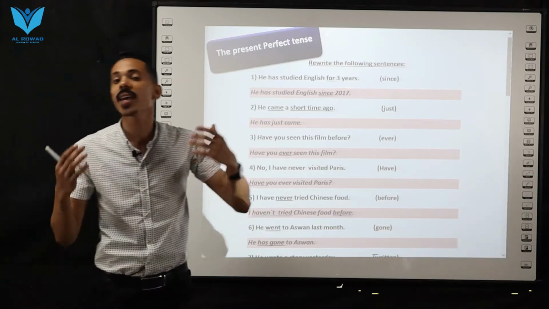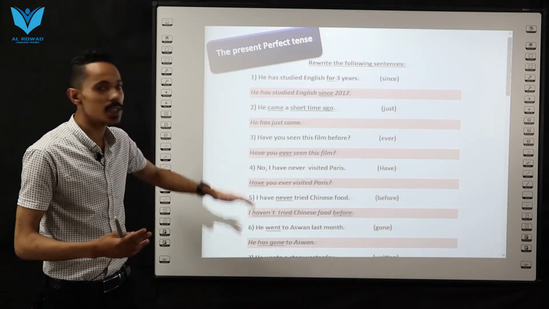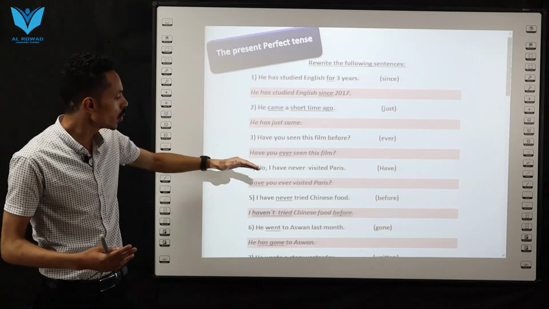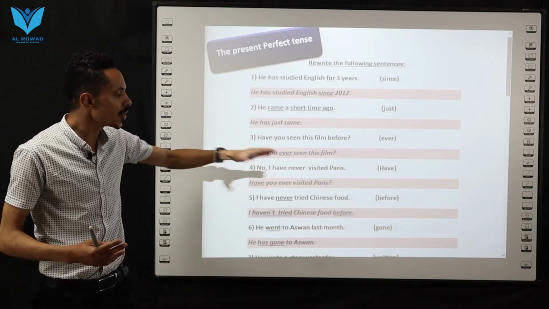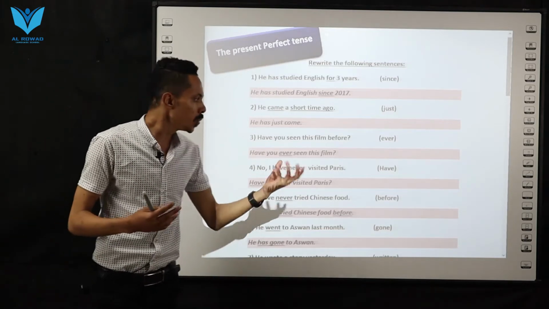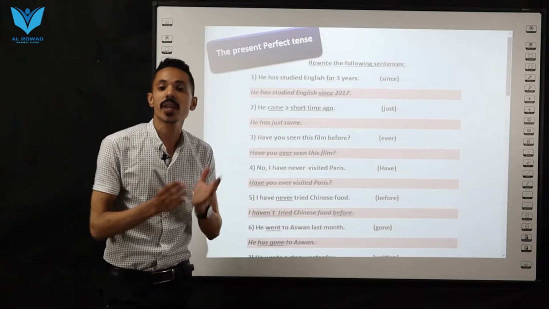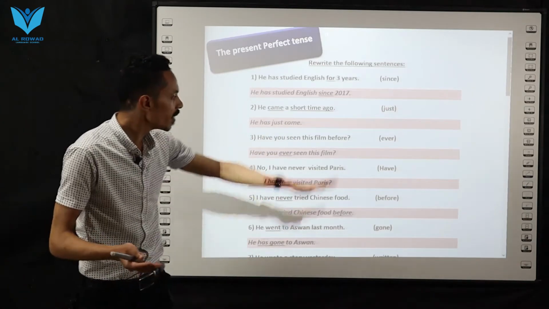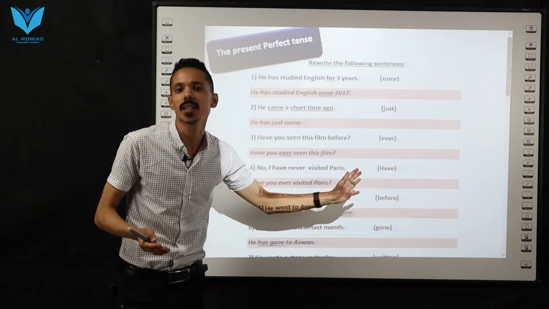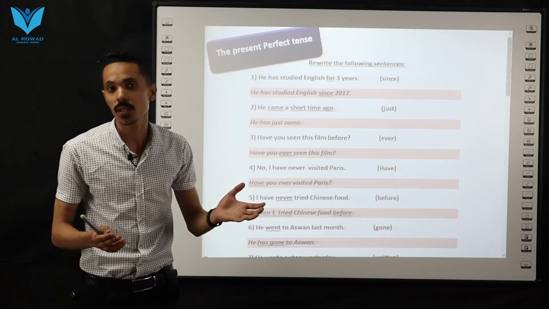To ask about experience, as I told you last session. After this point, number 4, no, I have never visited Paris. In fact, it's an answer. I want you to use have. You are confused now. You tell me, mister, how can I use have here? Look at the first letter, it's a capital letter. So this means have is the first word of the sentence.